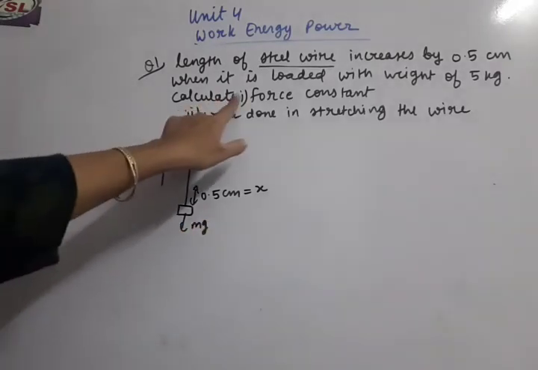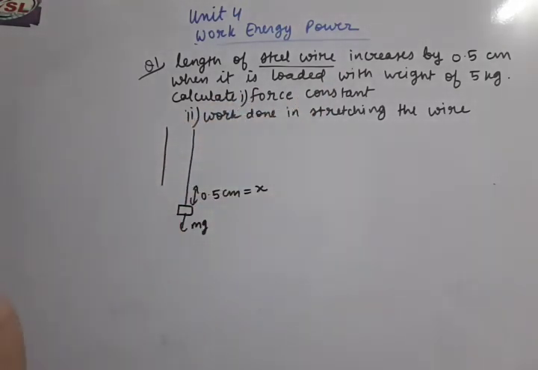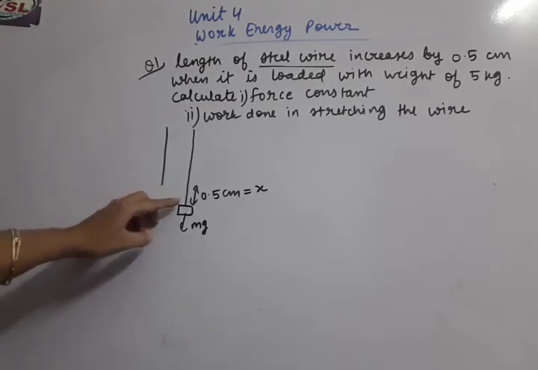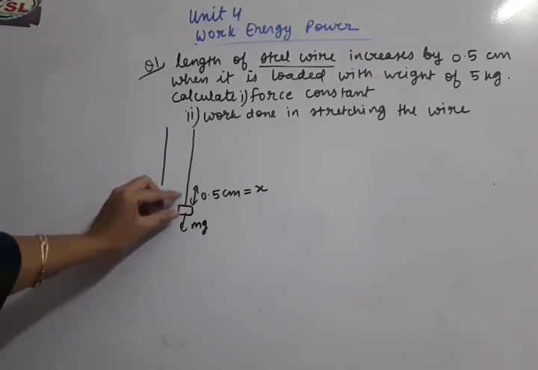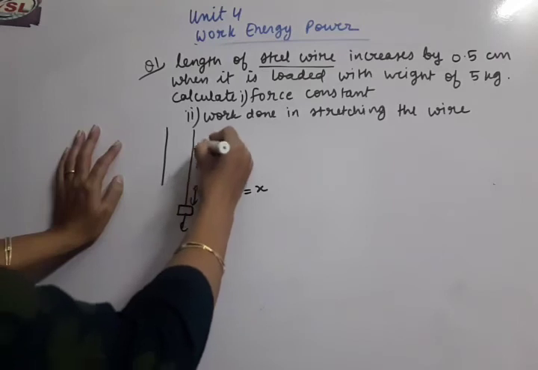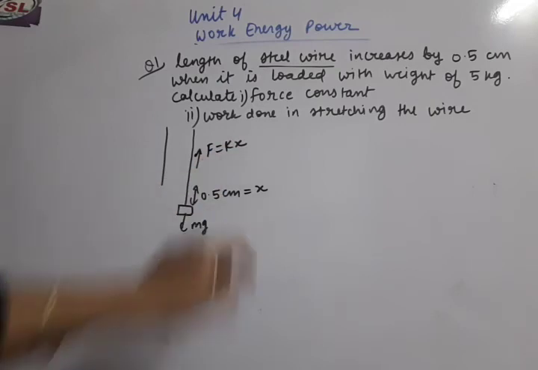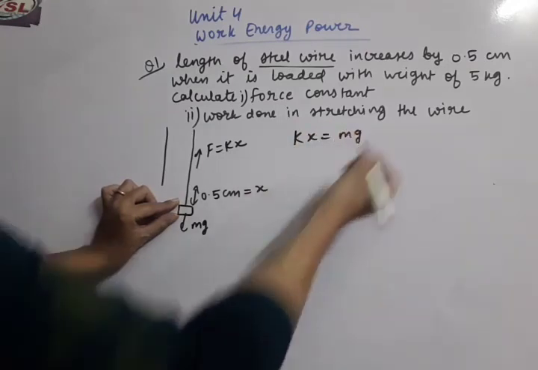So what we have to calculate? Force constant. Force constant means k we have to calculate. So very simple. In this, apply the forces. Mg force was applied down. As the spring gets extended due to the applied weight, this is extension. Then opposite to extension, restoring force automatically appears. So F equal to kx appears. So in equilibrium situation, kx is equal to mg.